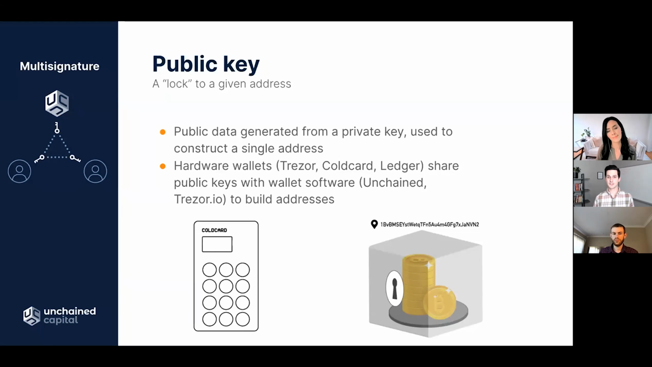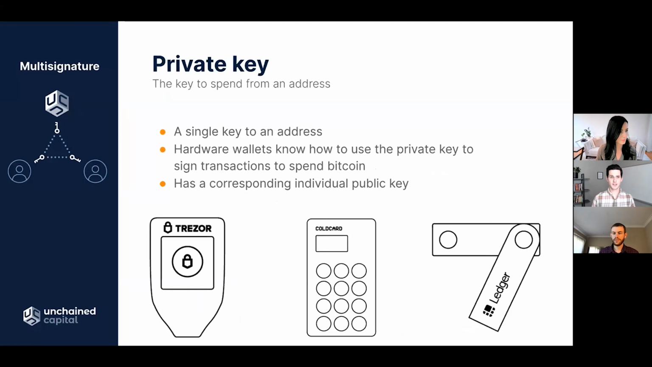Hardware wallets or hardware devices like Trezor, Coldcard, and Ledger share public keys with wallet software like Unchained or Trezor.io or some of the other coordinators to build addresses. That is what a public key does. The next one is a private key. If public keys are used to build addresses where Bitcoin is deposited, private keys are used to sign transactions to withdraw or spend from addresses. So, to continue that analogy, you can think of the private key as a key.